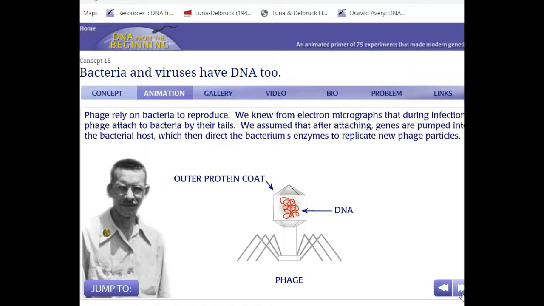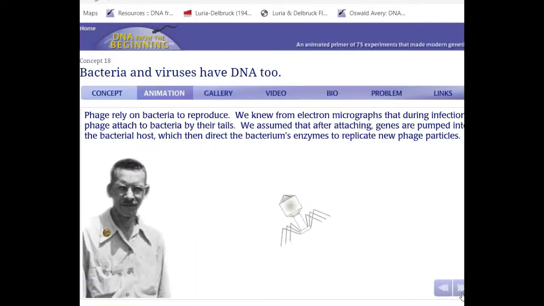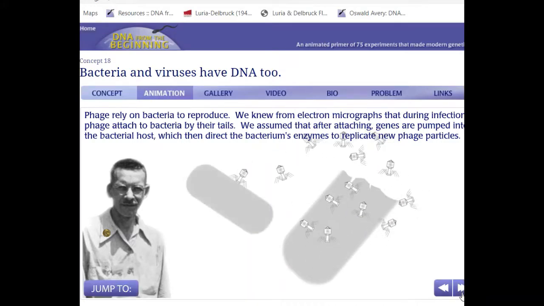The phage relies on the bacteria to reproduce. From electron micrograph studies during infection, it was found that the phage attached to the bacteria using their tails. After attaching, the genes are pumped into the bacterial host, which then directs the bacterial enzymes to replicate new phage particles. This is quite evident in the animation they have provided.